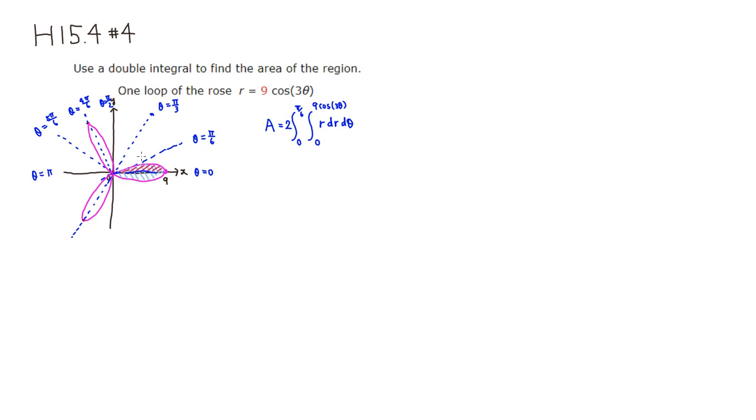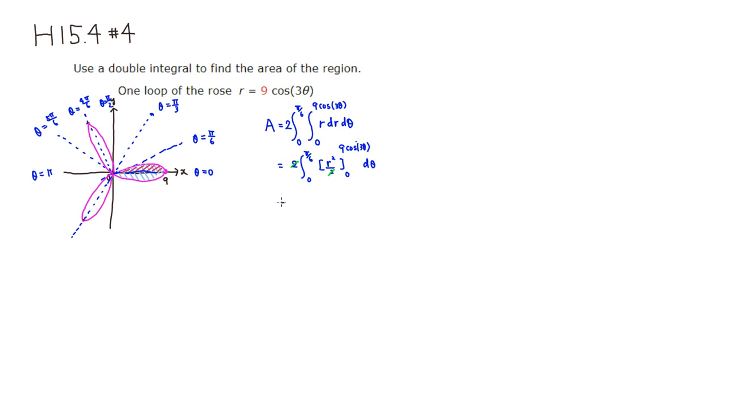All right, then we just have to evaluate this. So this is going to be equal to 2. Right, and we leave this outside integral alone for now. So we have a d theta. Right, antiderivative of that is r squared over 2. Then we are going from 0 to 9 cosine of 3 theta. All right, then since we have a 2 on top and 2 on the bottom, we can cancel those. All right, then we can plug in those.